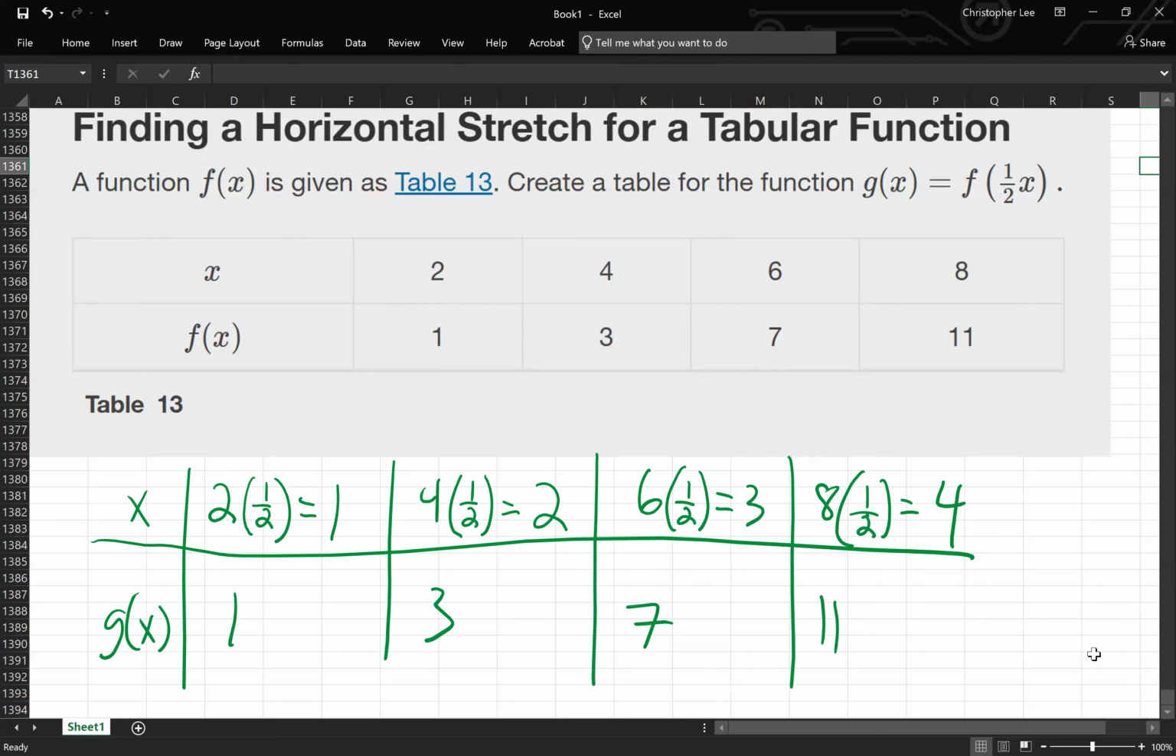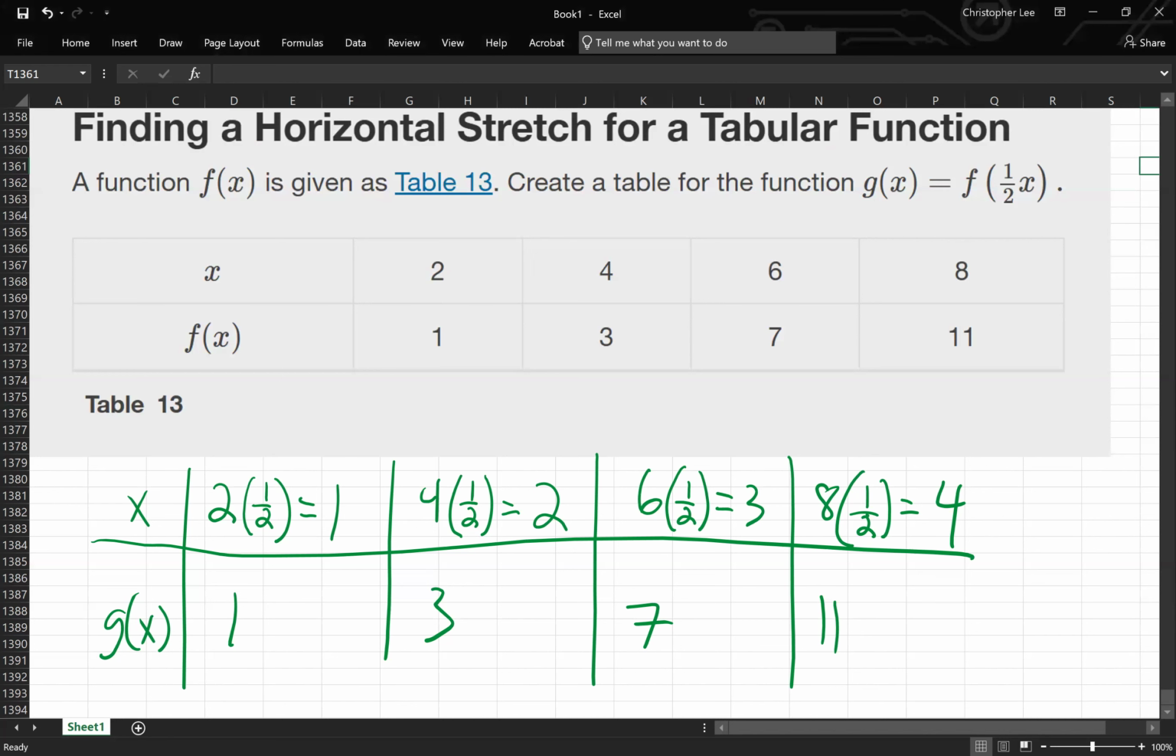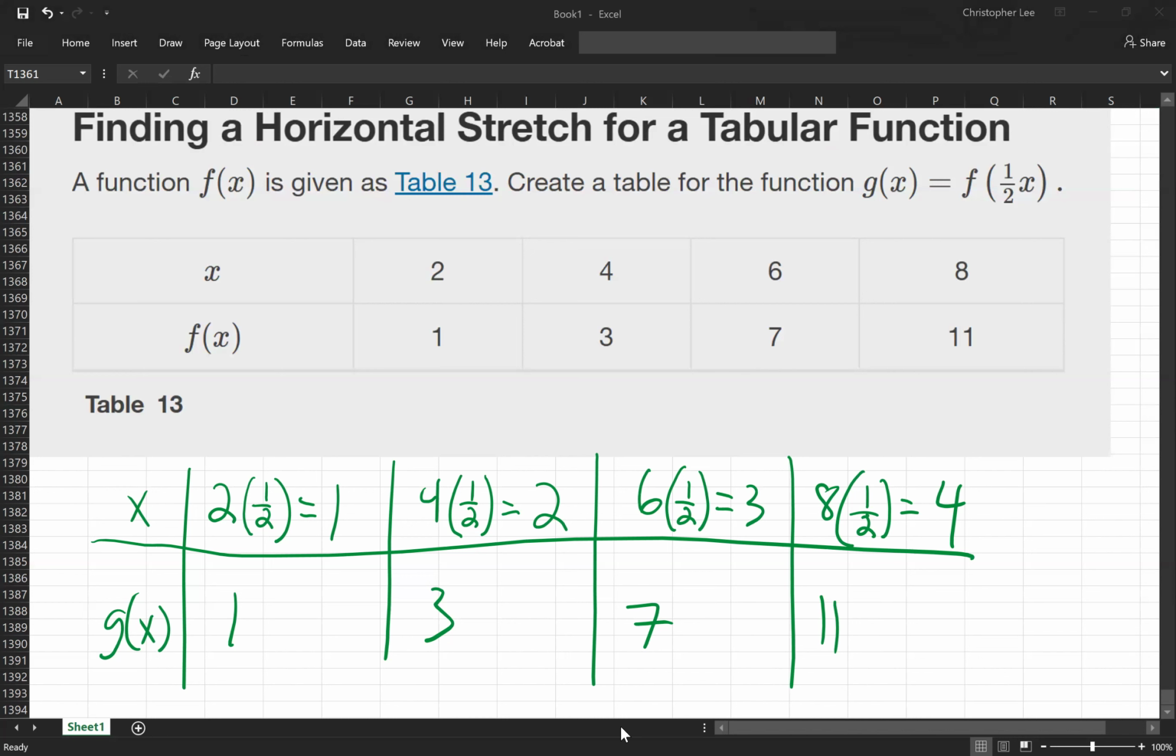Questions on this? We good? Multiplying by a fraction is the same thing as dividing.